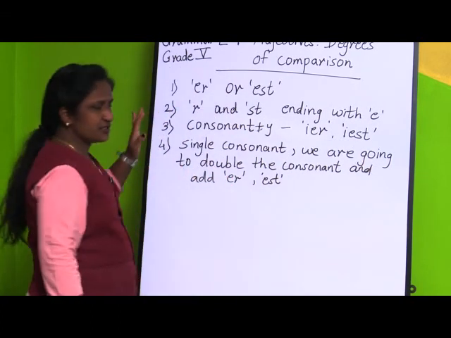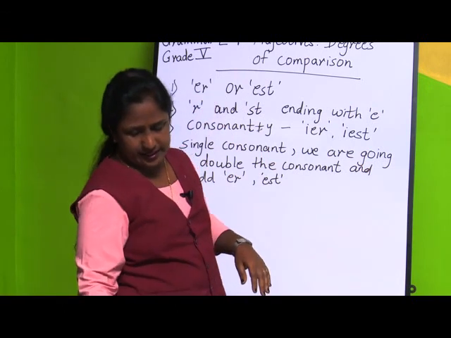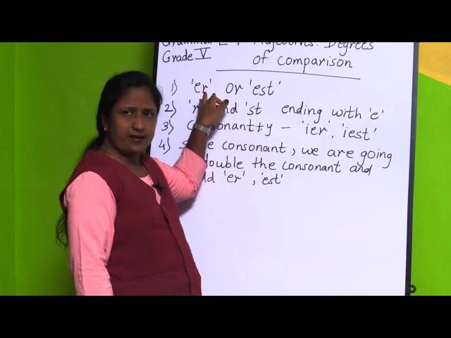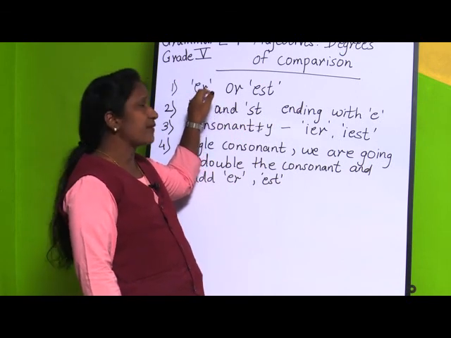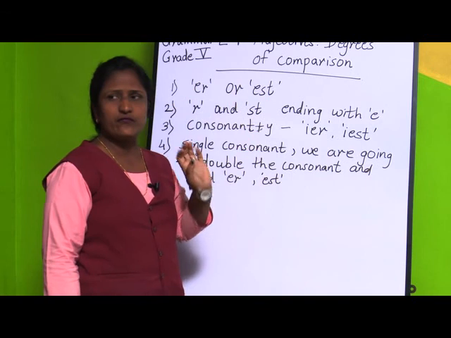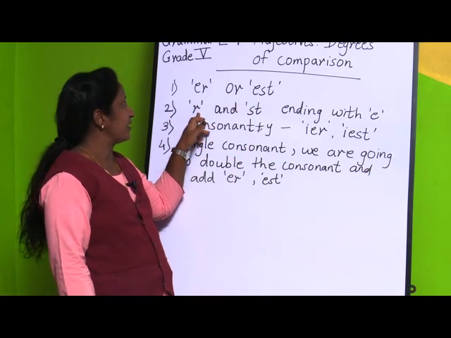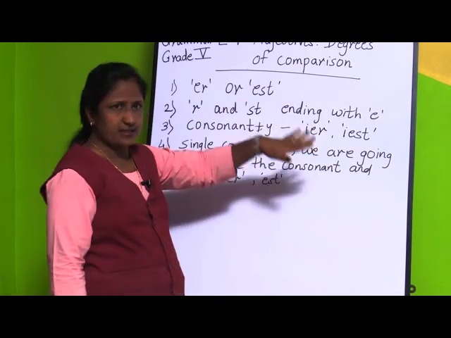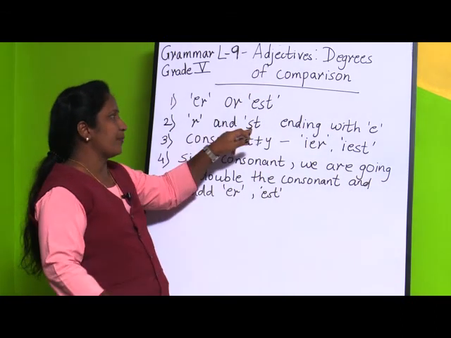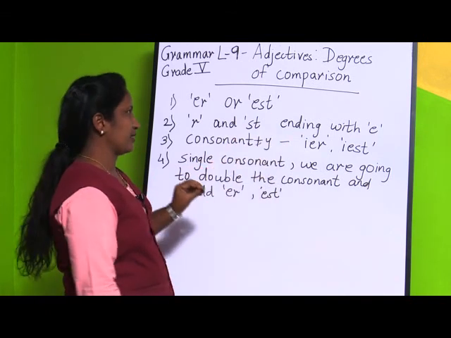So once again I will explain this first one. If the positive degree is in the first one, what are we going to do? In comparative degree we are going to add er, and for superlative degree we are going to add est. This was the first case. Second case is what? If the word is ending with e, we are going to add only r, I told you with the example noble, nobler, noblest, and for the superlative degree we are going to add st if the word is ending with e. That was the second case.